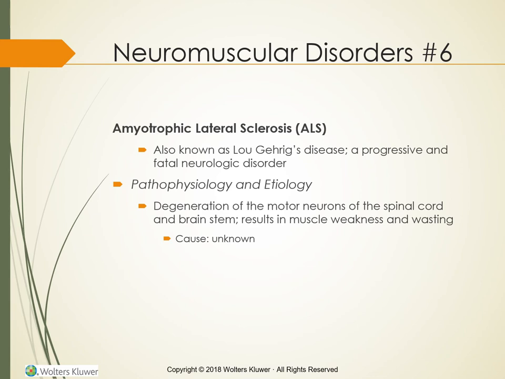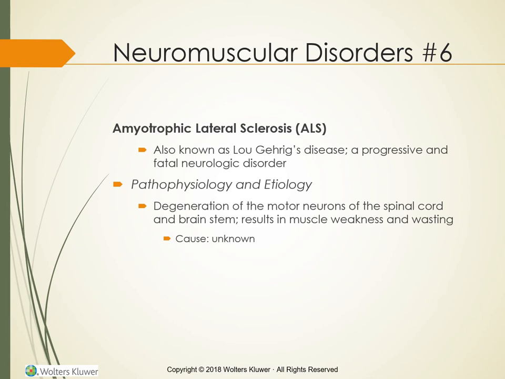Amyotrophic lateral sclerosis. Amyotrophic lateral sclerosis, known as ALS, also known as Lou Gehrig's disease, is a progressive and fatal neurologic disorder. The disease is more common in men than women. The cause of ALS is unknown.